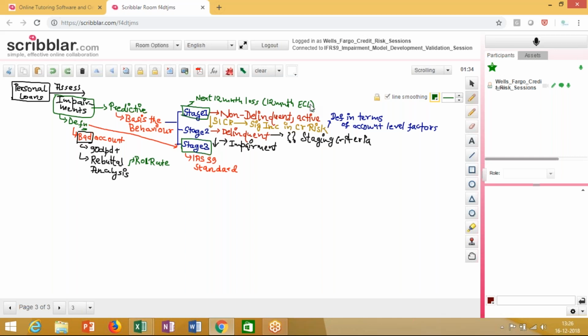So there are substantial differences between stage 2 and stage 3, but at this stage we are concerned with whether he is not in stage 1, meaning his credit risk has significantly increased. So for stage 1, I'll compute the next 12 months ECL, and for 2 and 3, I'll compute lifetime ECL. That's it.